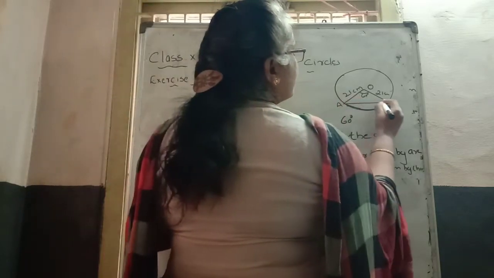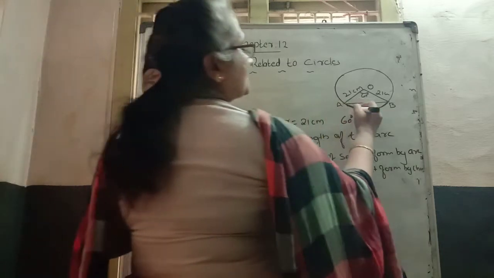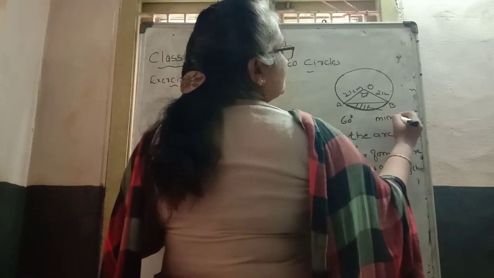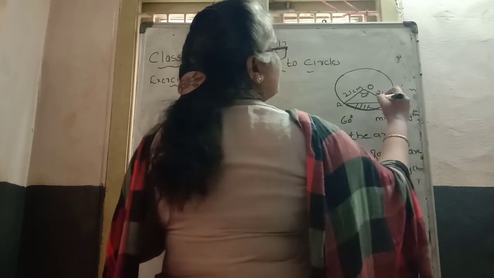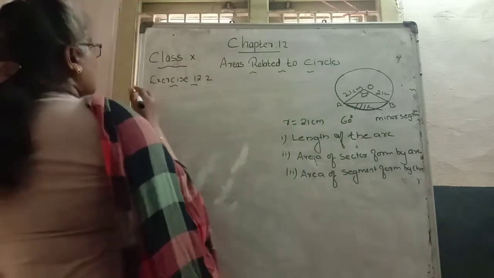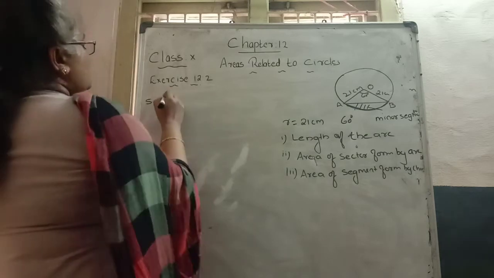Then one chord is there, AB is the chord, and this is our segment. This is our minor segment. Then this part represents a major sector also. So three parts. First, fifth question, what are the information they given?